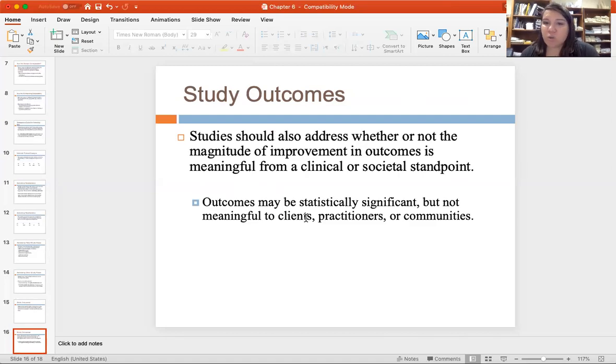Studies should also address whether or not the magnitude of improvement in outcomes is meaningful from a clinical or societal standpoint. So you're looking for something that is statistically significant. This is where you run all these statistical analyses. But you also want to make sure that it's something that's meaningful for clients, practitioners, and the community as well.